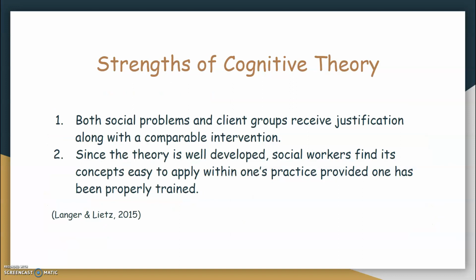A strength of cognitive theory is that it can be used among various client groups and for a variety of social problems. Cognitive theory is well developed with clear concepts and underlying principles. After proper training, many social workers find cognitive theory easy to implement in their practice.